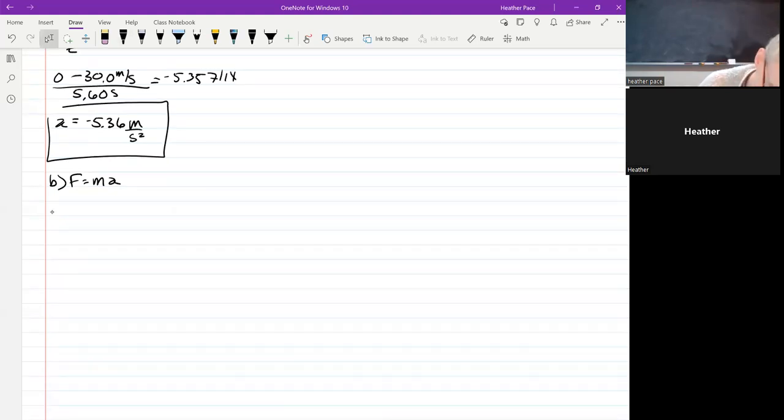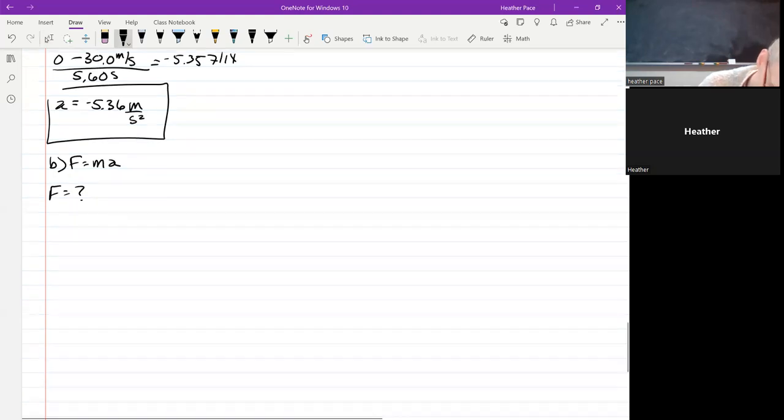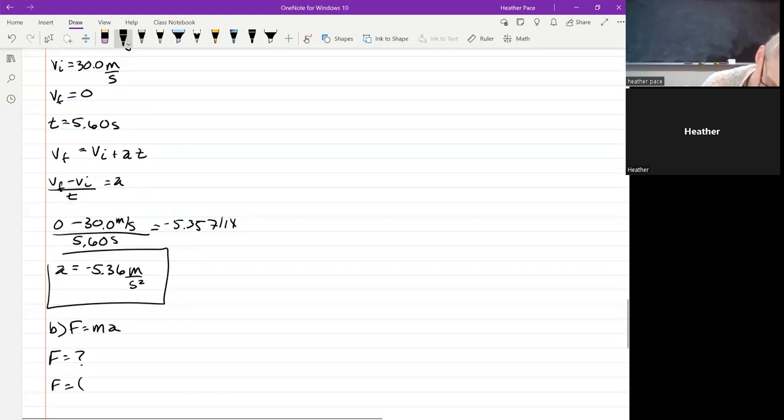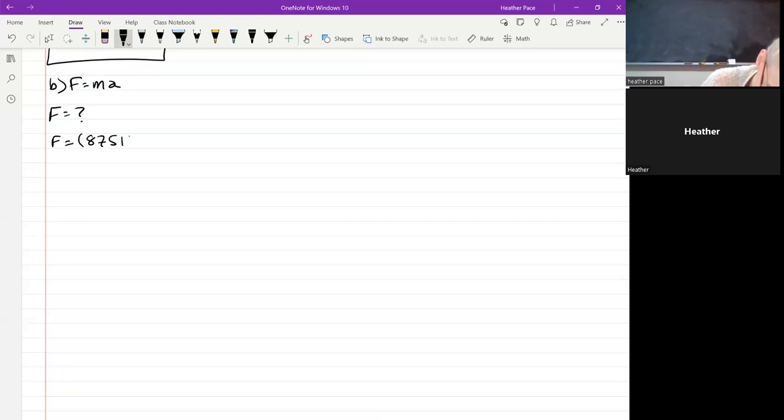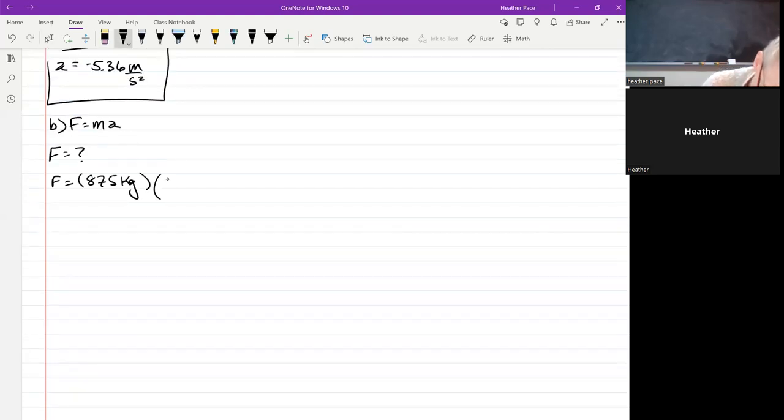All right, we're looking for force. We are given mass, 875 grams. And we found acceleration of 5.36 meters per second squared. Punch that into your calculator and you get negative 4,690 newtons.